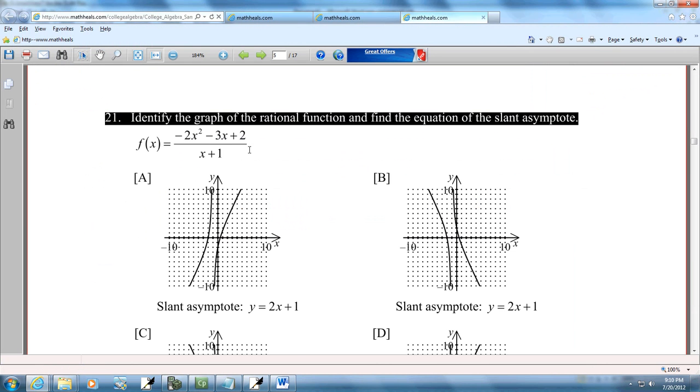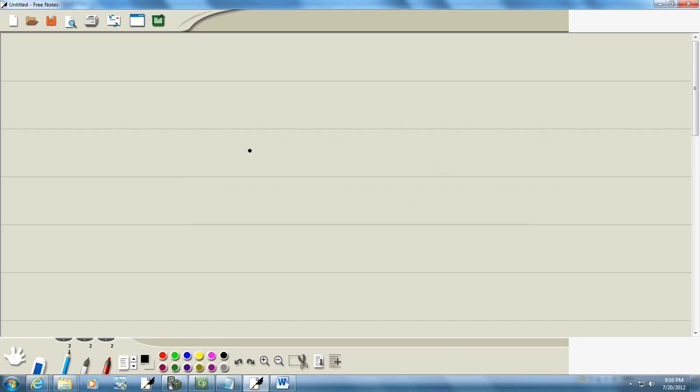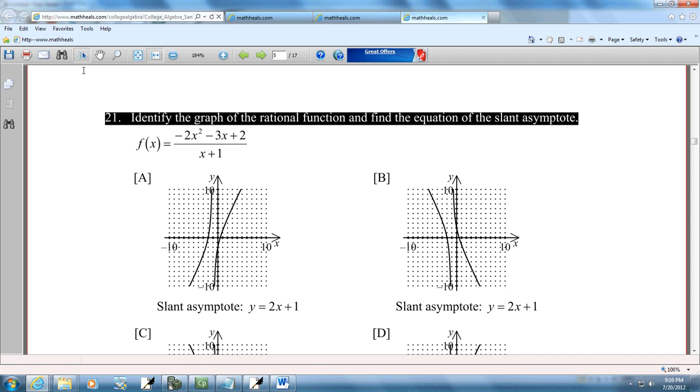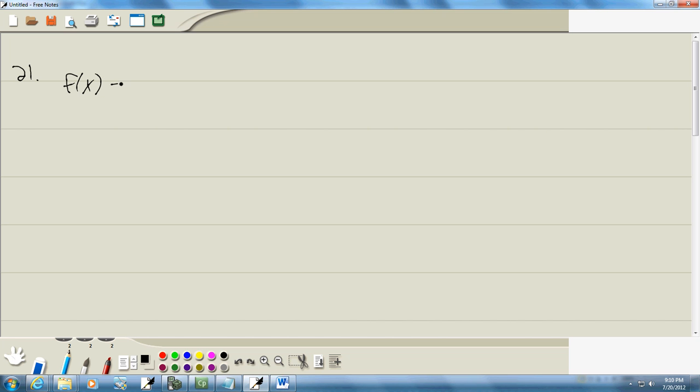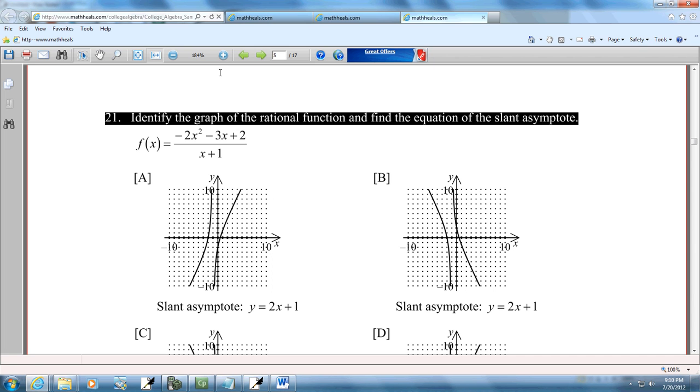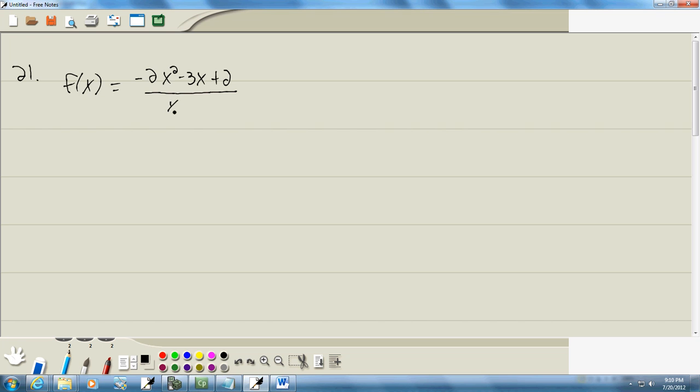So let's find the slant asymptote of this. No way to do this on the calculator. We've got f of x is equal to negative 2x squared minus 3x plus 2 over x plus 1. Okay, so our slant asymptote. I'll use long division. Now, occasionally you'll be able to use synthetic division, but long division is your sure bet because it'll work no matter what. Now we look at the first term of each, decide what to put up on top. You ask yourself what times x gives you negative 2x squared, and that's negative 2x.